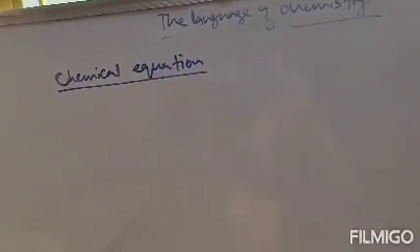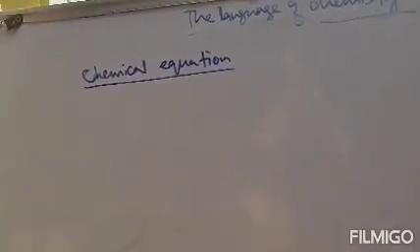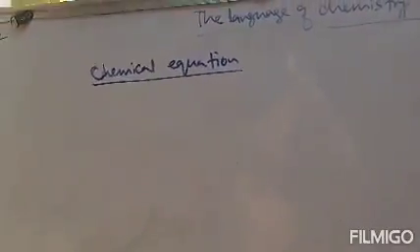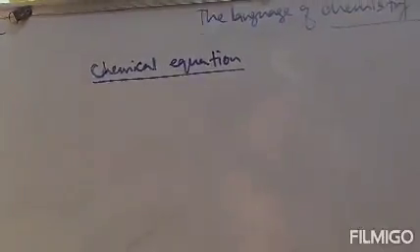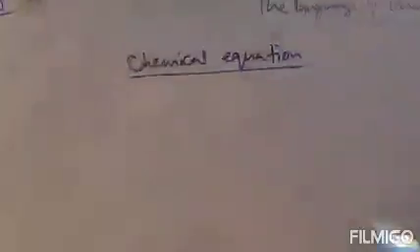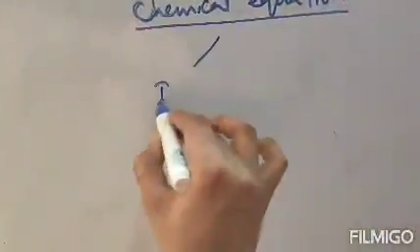Clear? Now, what is a chemical equation? A chemical equation is the symbolic representation of a chemical reaction. It is the symbolic representation of a chemical reaction using the symbols and formulas of the substances involved in the reaction. We have to define them using formulas and symbolic representation, and that will be your chemical equation. Clear?